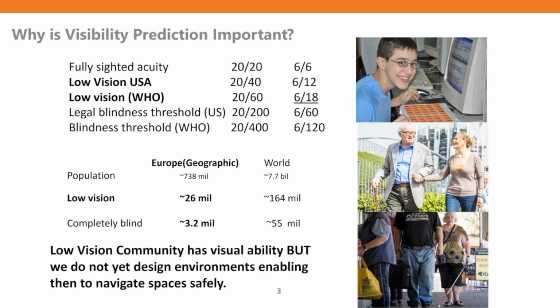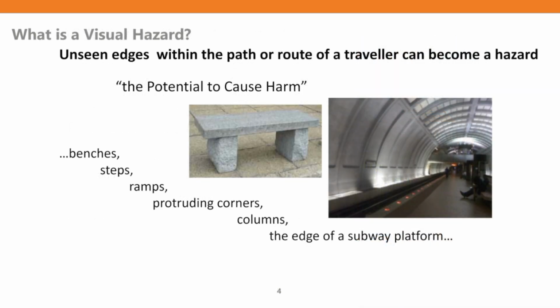And currently, the low vision community has visual ability, but we are not designing for it. We use what we think are tricks, and I think I'll show you how some of these tricks don't work. We're not actually evaluating our spaces for low vision individuals.